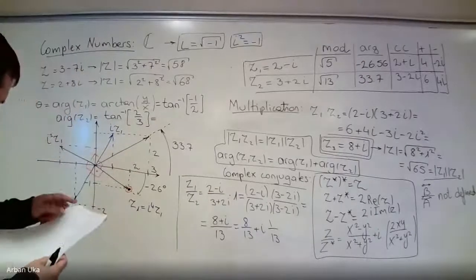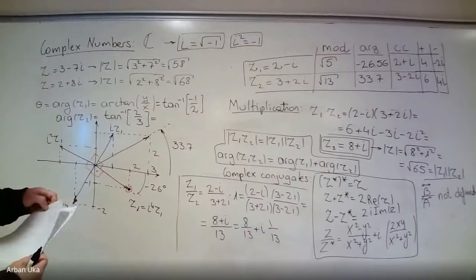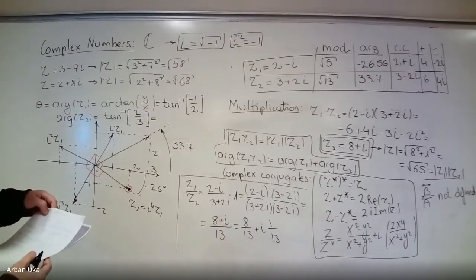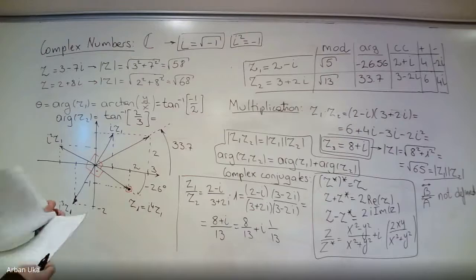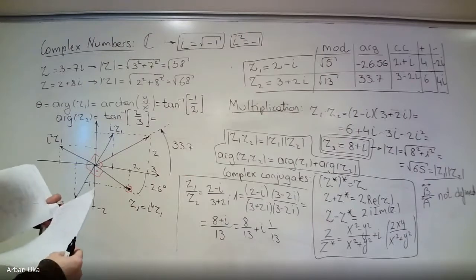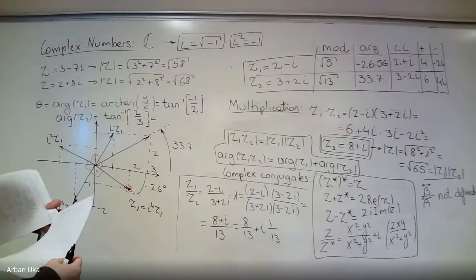Okay, so this is regarding how we play around with the division. Now let's see another example. Z is equal to Z complex conjugate. This was division.